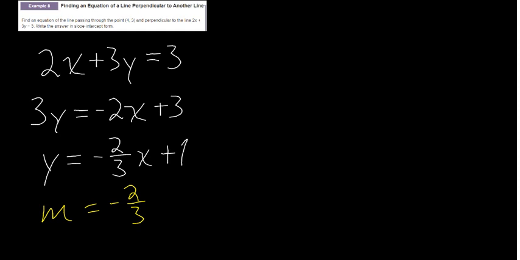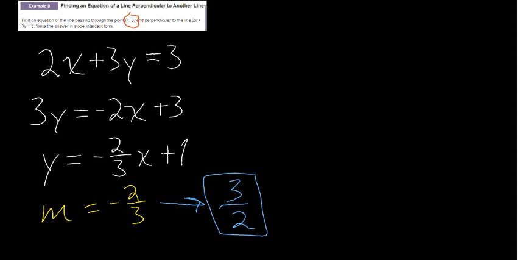Well, we're trying to find a line that's perpendicular. So in order for the line to be perpendicular, it must be the negative reciprocal. So therefore, the slope that we're looking for is going to be this fraction flipped. So instead of 2/3, it's going to be 3/2. Instead of a negative, it's going to be positive. So my slope is going to be 3/2. Right. So there's my slope, and we're wanting to go through this point (4,3).